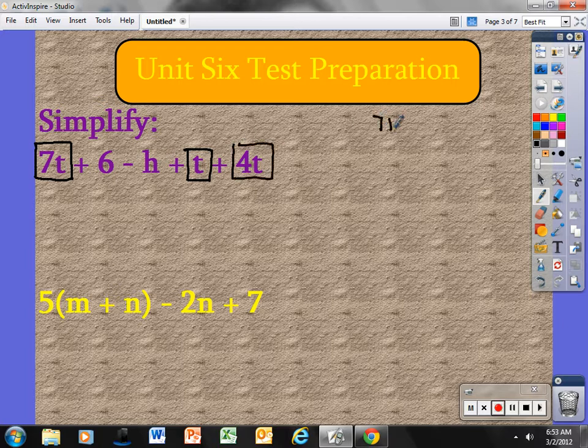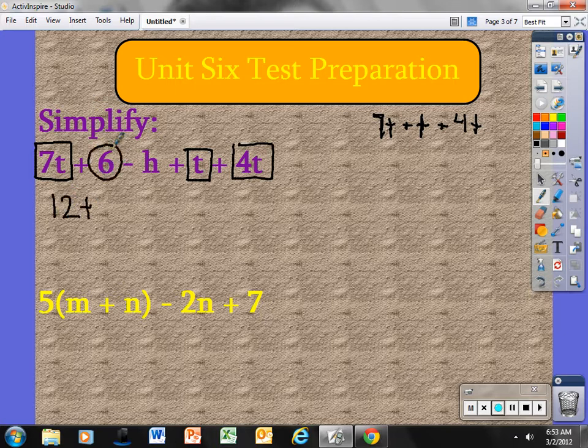So off to the side, 7t plus t plus 4t. Let me make this a little bit bigger. 7 t's. Remember when we have the variable by itself, it's understood there's 1 in front of it. 7 plus 1 is 8. 8 plus 4 is 12. I have 12 t's. So I'm done with that. I have the whole number 6.